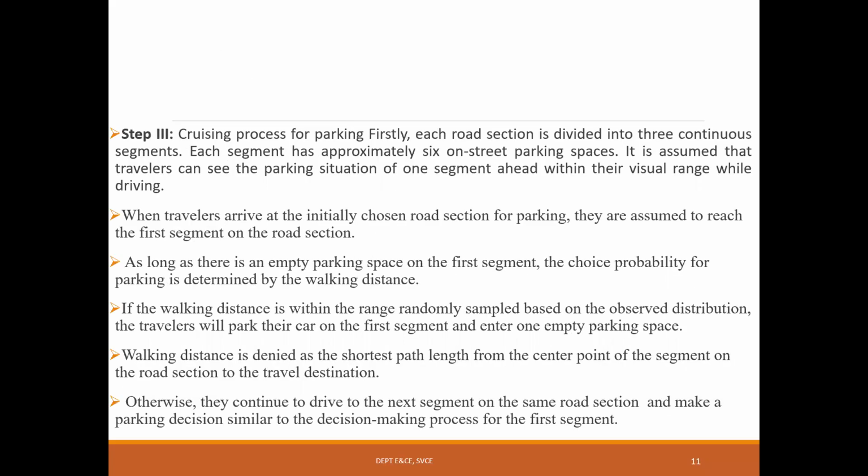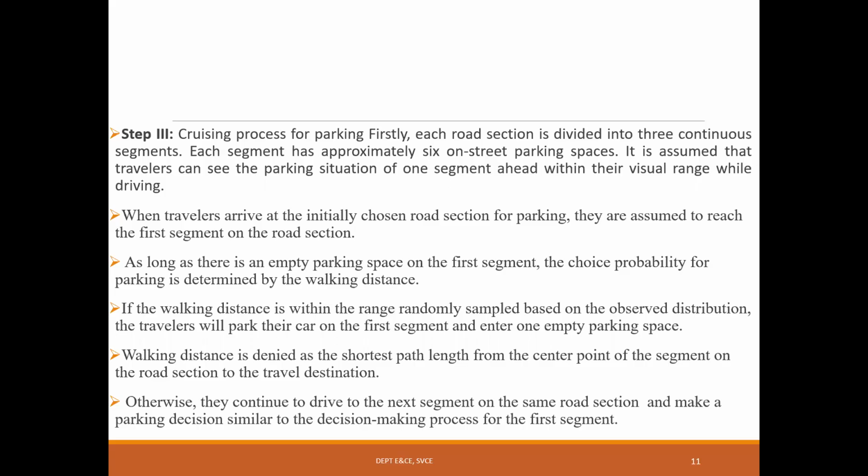The cruising process for parking. Firstly, each road section is divided into 3 continuous segments. Each segment has approximately 6 parking spaces. It is assumed that the traveler can see the parking situation of one segment ahead within their visual range while driving. So when the traveler arrives at the initially chosen road section for parking, they can be assumed to reach the first segment on the road section.